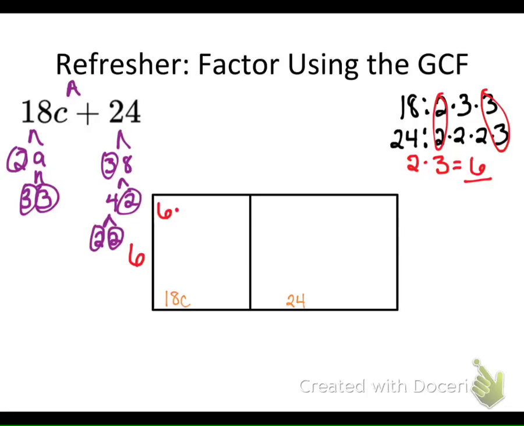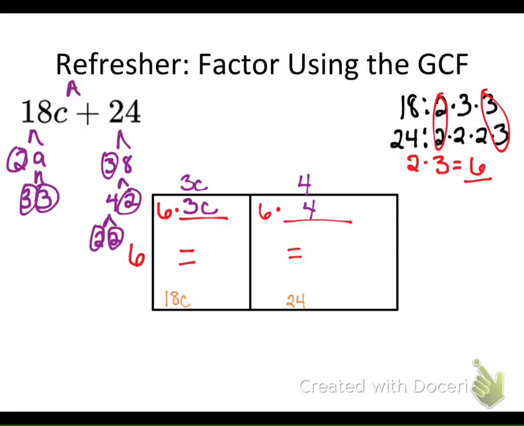So I have 6 times blank equals 18C. 3C. Very good. My height does not have a variable, but my area does, so that means that my width is going to need one. So 3C, plug that in up there. All right, I have 6 times blank equals 24. 4, right? That's all right. I appreciate your participation. So go ahead and plug that 4 in up there.